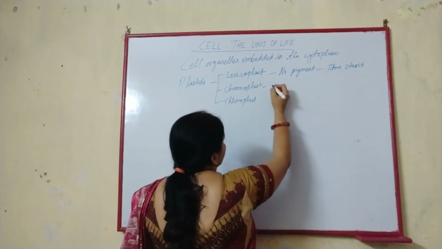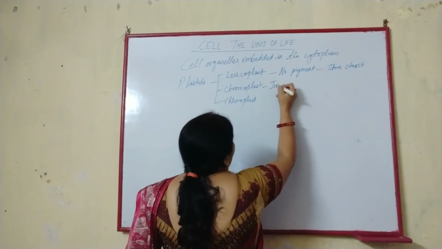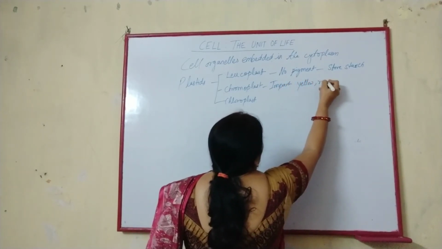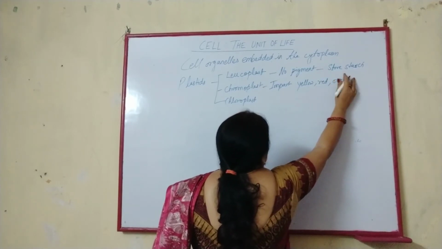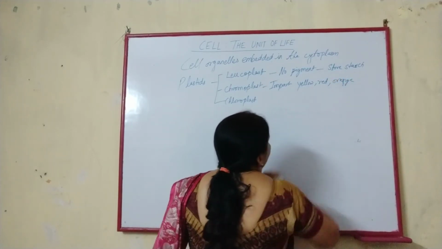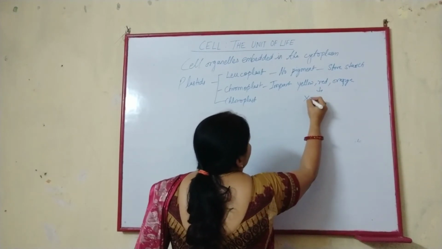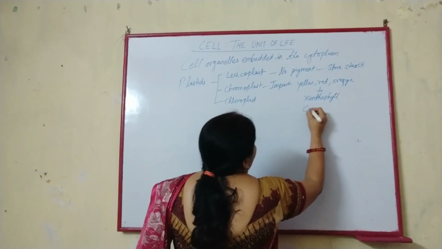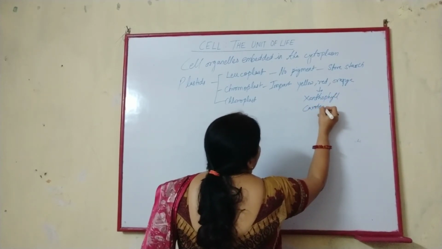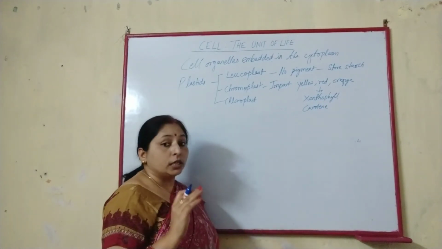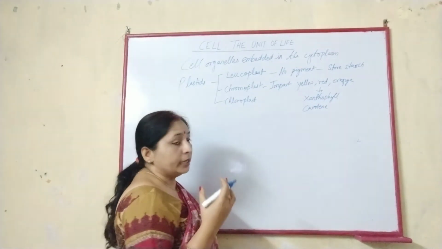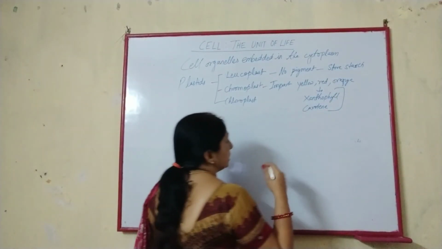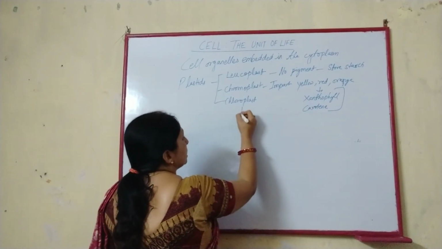Next is the chromoplast. Chromoplasts impart yellow, red or orange coloration to the plant part. The pigments responsible for this are xanthophyll and carotene. The color of the petals of flowers, and of fruits, is because of these pigments present in the plant parts. Next is the chloroplast.